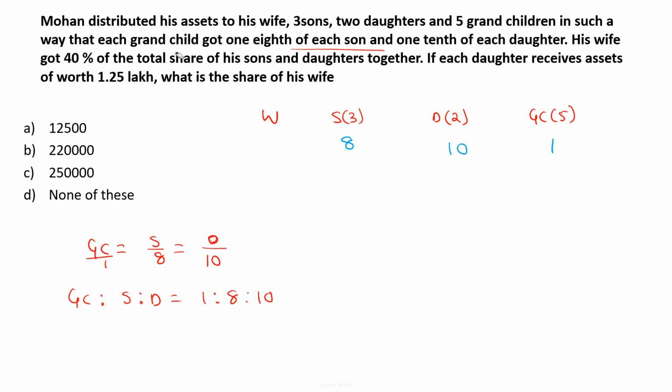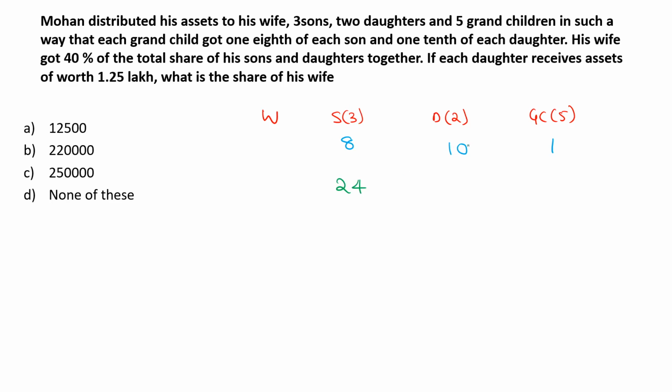From the information in the middle part of the question, we came to a conclusion that the shares of grandchild, son and daughter are in the ratio of 1 is to 8 is to 10, and we have assumed those amounts for those persons. Now, move to the other information given in the question. His wife got 40% of the total share of his sons and daughters together. When there are 3 sons and each son got 8 rupees, then the total amount possessed by the 3 sons would be 3 times 8, that is 24 rupees.